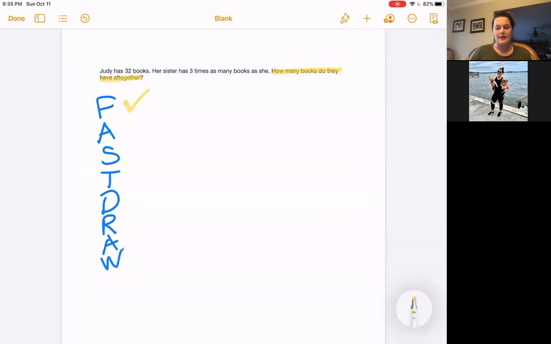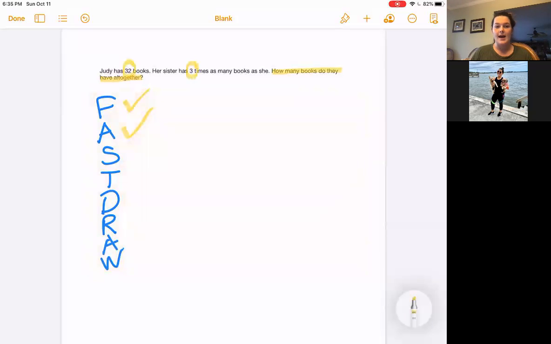The second step, A. What did A stand for? A stood for what are the parts of the problem? So I had to circle my numbers in this step. I remember, circle my numbers. So I look, I have 32 and 3. Those are the only numbers I have. Okay, so I circled my numbers. Not too bad, not too bad. Now, I'm going to go ahead and check that off.